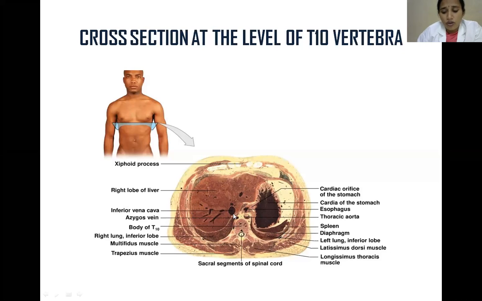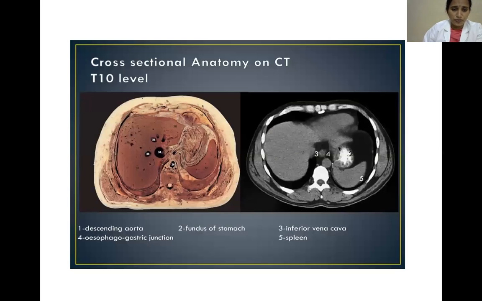Okay. So now we will compare this one with the CT image. Same gross section. Okay. So this is the liver, right lobe of the liver. This is the right dome of the diaphragm, right lower lobe of the right lung. This is the lower lobe of the left lung. This is the left dome of the diaphragm. This is the spleen. This is the stomach area. Okay. This is the inferior vena cava. This one will be the descending thoracic aorta, and here is the azygous vein.